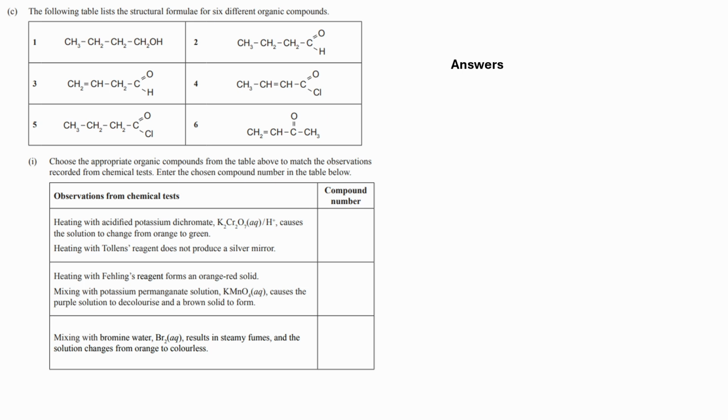Does not produce a silver mirror, is not an aldehyde. So it's not 3. It's not 2. But it does react with acidified dichromate. It must be this alcohol. So this is number 1.